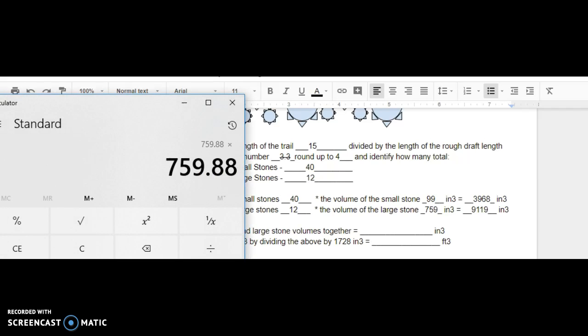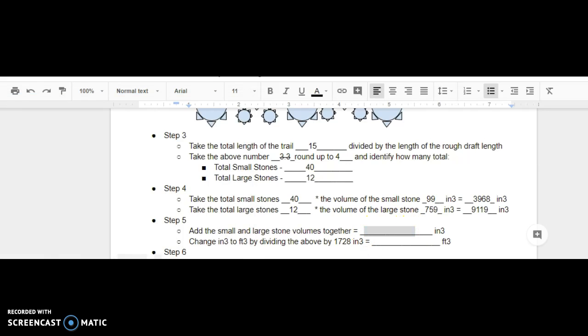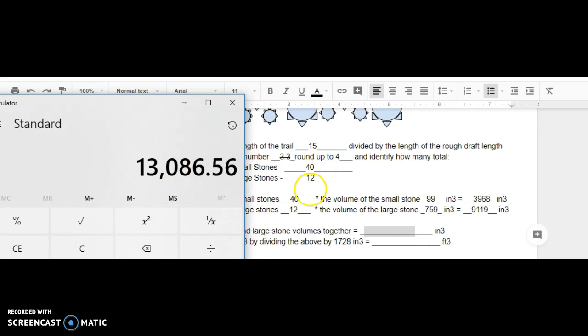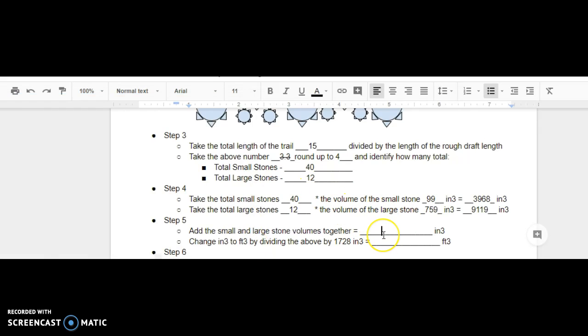Taking this plus 3,968, which would then be a total of 13,000 cubic inches. This again is not the right number, so you can't copy these. These aren't exactly what we had, so your numbers will be different, but this could be how you guys can work through this.